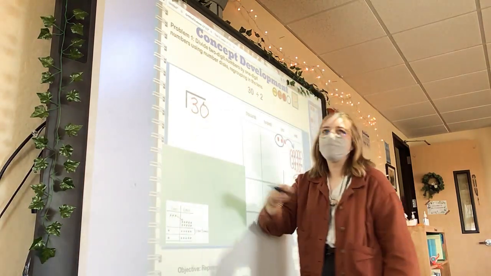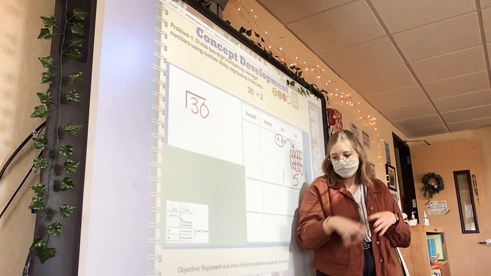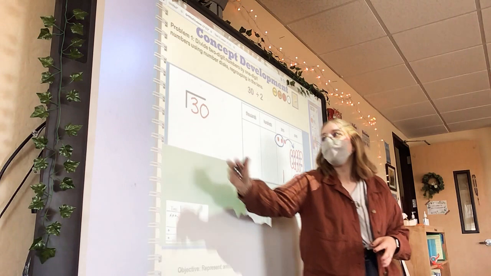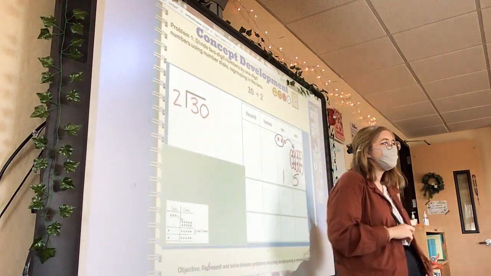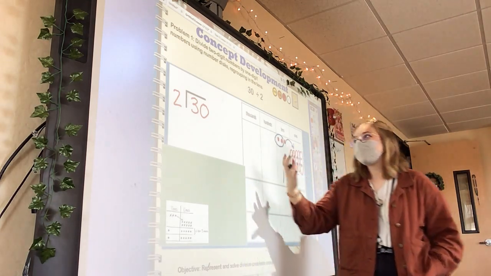So the dividend goes on the inside, okay? Dividend goes where? Inside. Good. Where does the divisor go? Outside. Good. Bonus question, where does the quotient go? On the top. Good. Okay? So check it out.